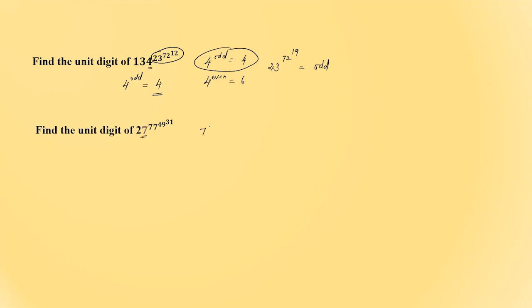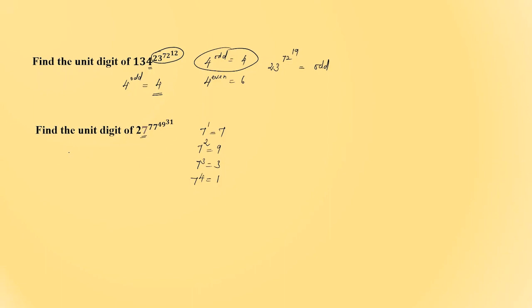So let me write it down also so that you remember it. 7 power 1 is going to be 7. 7 square is 49, so 9 here. 7 cube is 343, so 3. And 7 power 4 is 2401, so 1 here. Right? Now find the unit digit of this number.